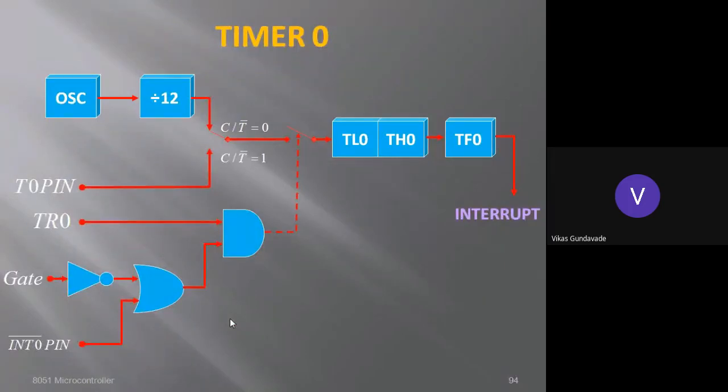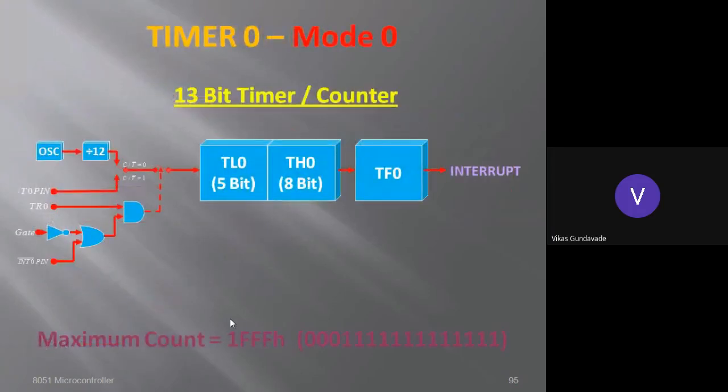Now see, when we are using timer 0 in mode 0. Okay. So here what will happen? When this C/T bar is 0, it is working as timer mode. So this oscillator frequency will first get divided by 12, and that frequency will be provided to the timer mode module. Now, when we are using mode 0, only 13 bits of this TH0 and TL0 are used. Okay, that means 8 bits from TH0 and 5 bits from TL0.